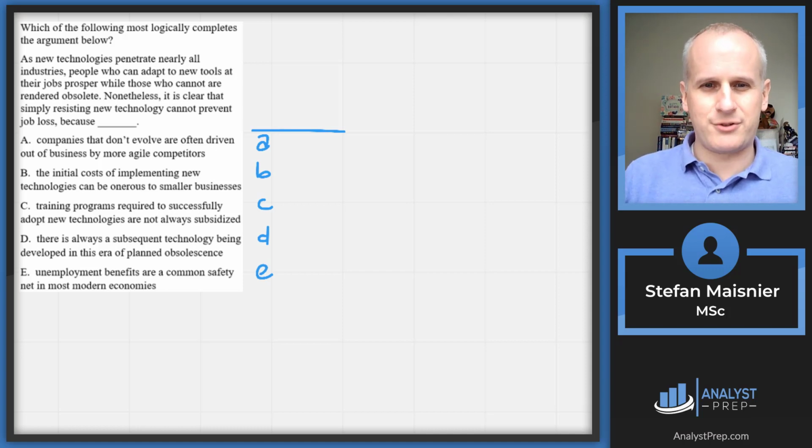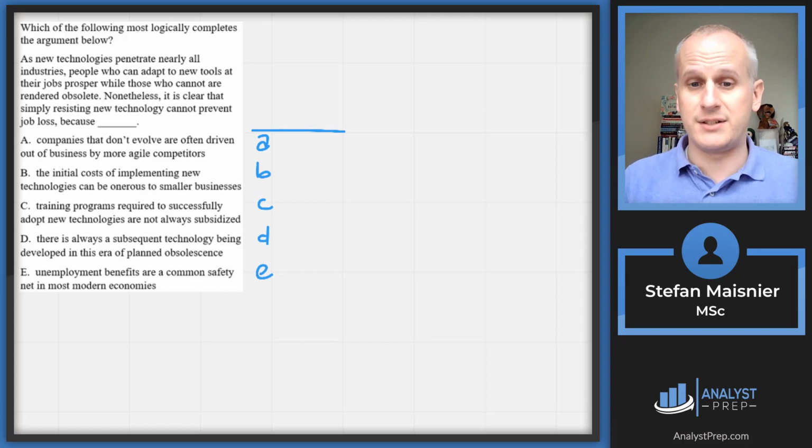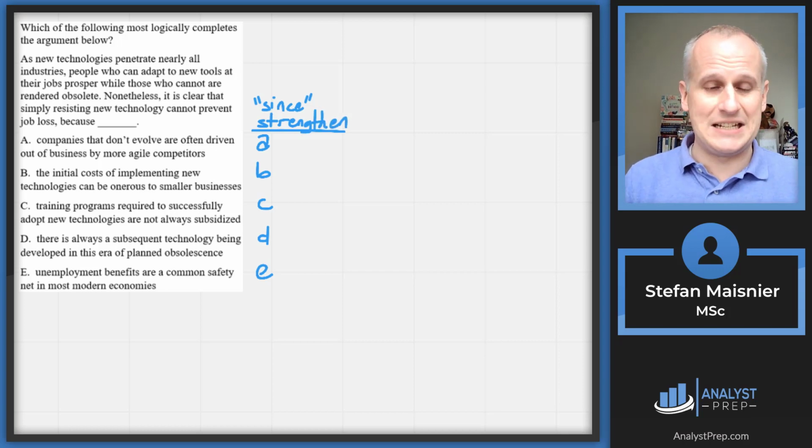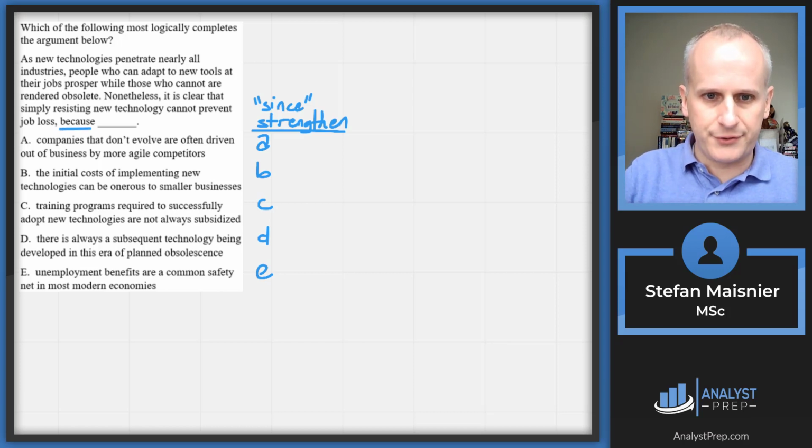As new technologies penetrate nearly all industries, people who can adapt to new tools at their jobs prosper, while those who cannot are rendered obsolete. Nonetheless, it is clear that simply resisting new technology cannot prevent job loss because. So this, even though it doesn't use the exact same term, is one of our since strengthens, because we have a conclusion immediately preceding the support indicator term of because.